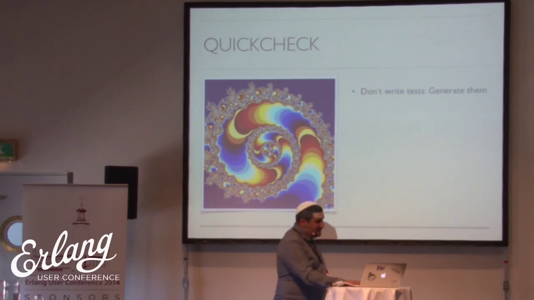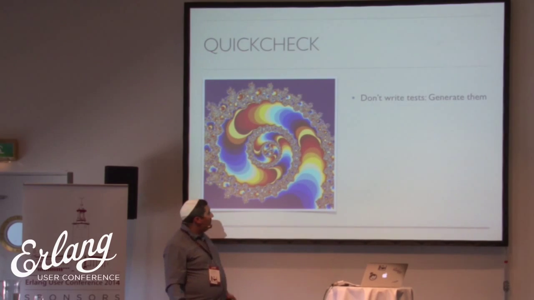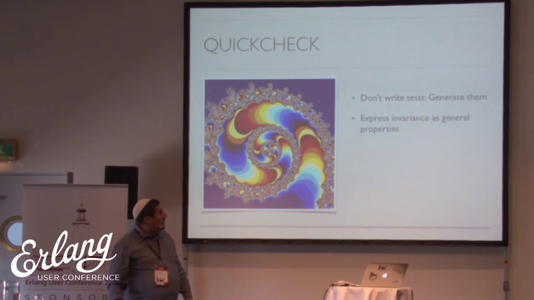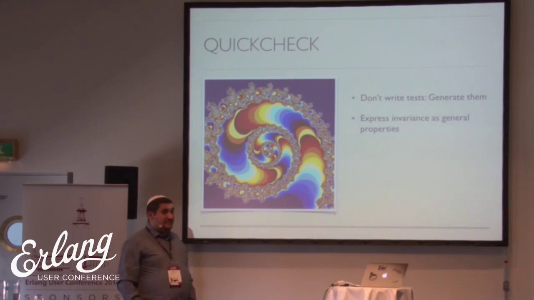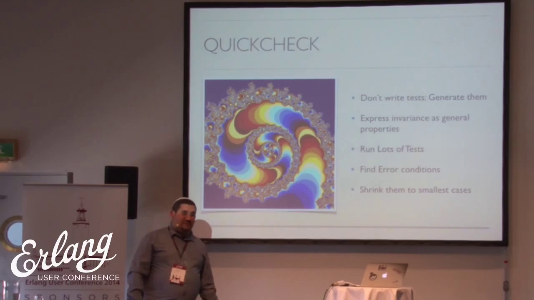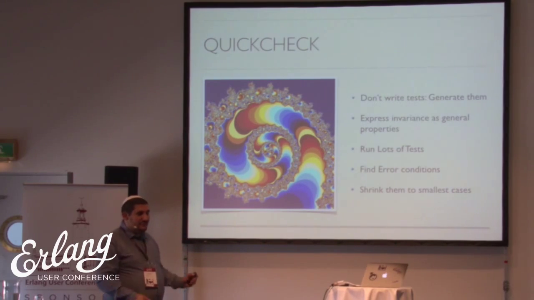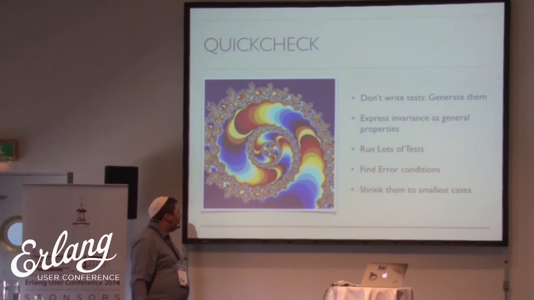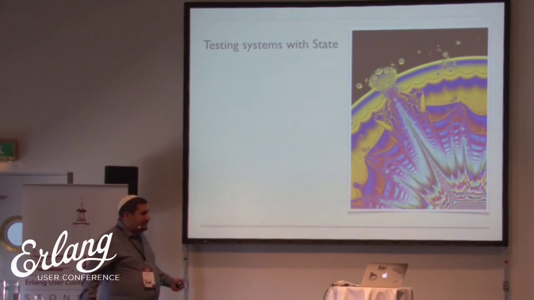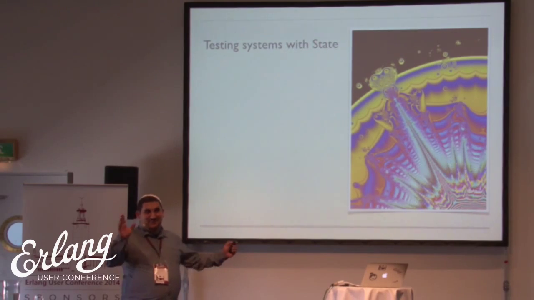So basically the idea is that instead of writing tests as you would in unit tests, we're going to generate them. We're going to express invariance through general properties versus specific examples. We're going to run lots of tests, and we're going to hopefully find all the weird error conditions before our customers do. And then when we find the weird error conditions, we're going to remove all the extraneous cruft so that we only see the things that are actually causing the errors, not the other random things that happen to happen. So that's the 30-second introduction to QuickCheck.